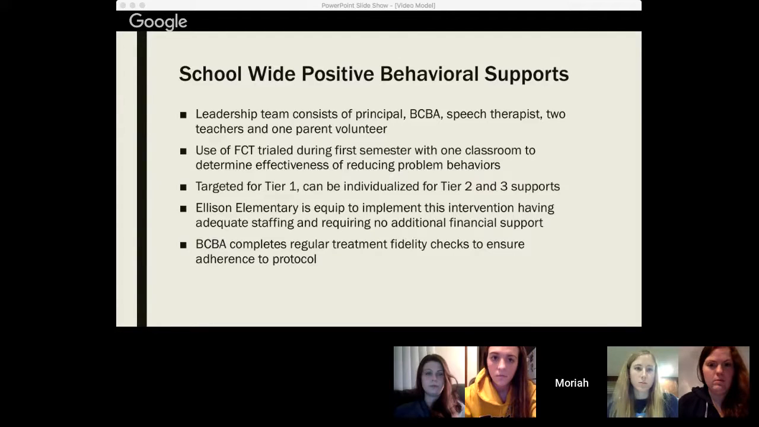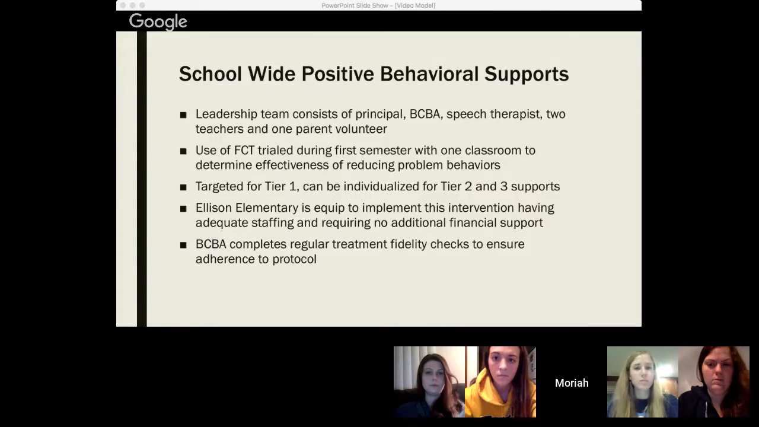The use of functional communication training will be trialed during the initial semester with 1 classroom in the school to ensure that this is an effective treatment for decreasing rates of problem behavior and encouraging appropriate peer play. It will be targeted to Tier 1, although it can be individualized to help students in tiers 2 and 3 if necessary. Financially, the school is able to support this endeavor, having all materials needed on site and requiring no additional spending.